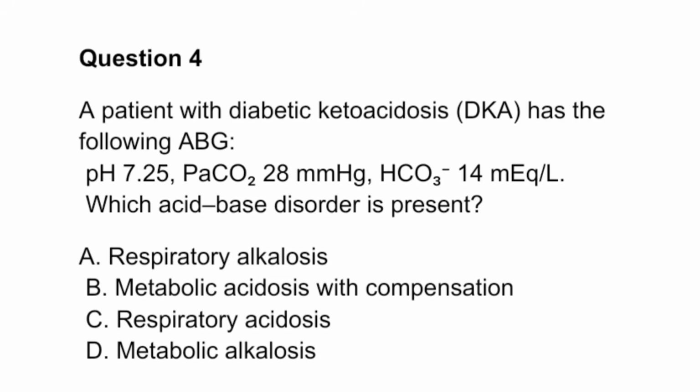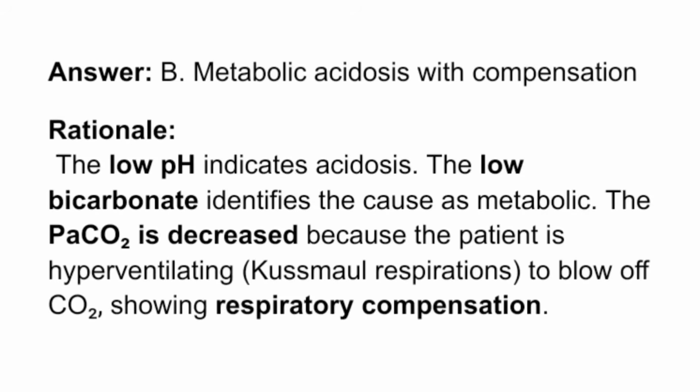Question 4. A patient with diabetic ketoacidosis, DKA, has the following ABG: pH 7.25, PaCO2 28 mmHg, HCO3- 14 mEq/L. Which acid-base disorder is present? A. Respiratory alkalosis. B. Metabolic acidosis with compensation. C. Respiratory acidosis. D. Metabolic alkalosis. Answer: B. Metabolic acidosis with compensation.